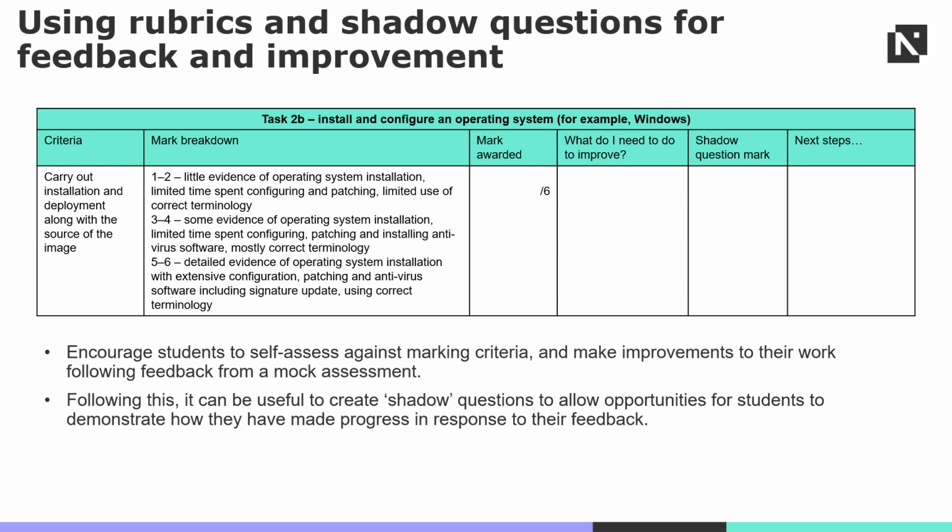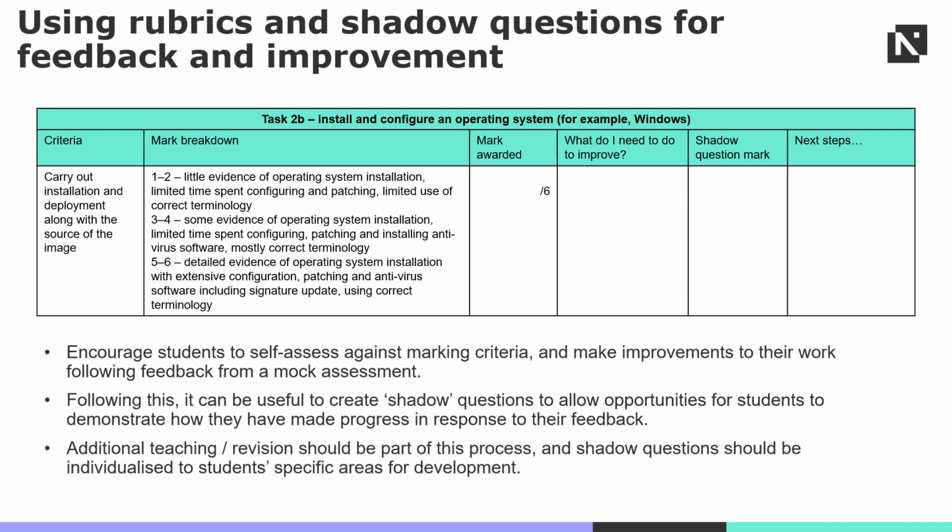And using shadow questions can help students demonstrate progress in their learning following feedback and additional teaching and revision around their areas for development. Shadow questions are not meant as a repeated mock assessment, but should be broken down into smaller chunks individualised to student-specific areas of development. And shadow assessments are low stakes, meaning they focus on learning rather than grades, and students can target their own specific areas, making the learning more effective and personalised.